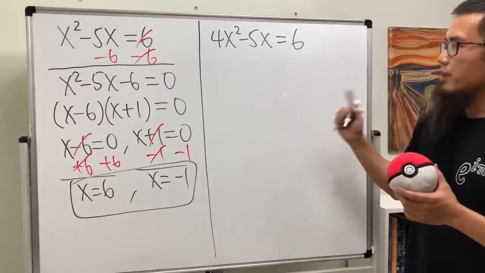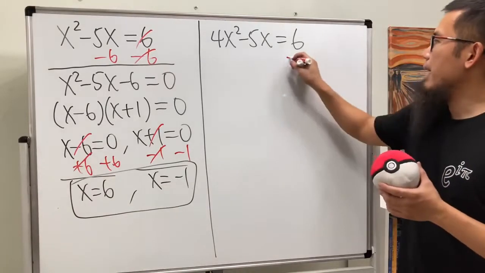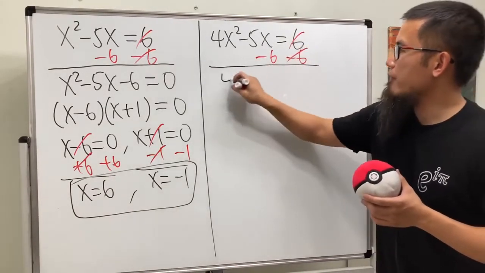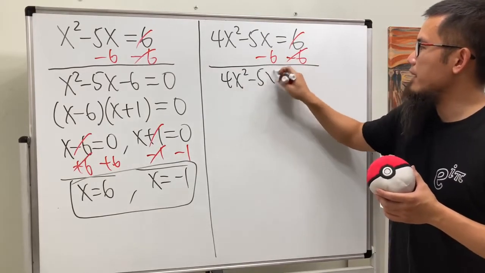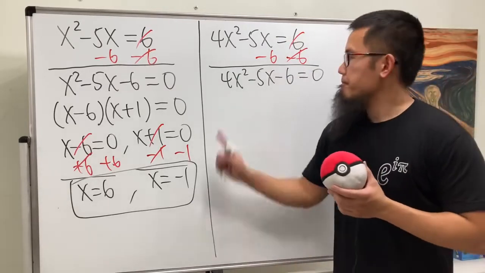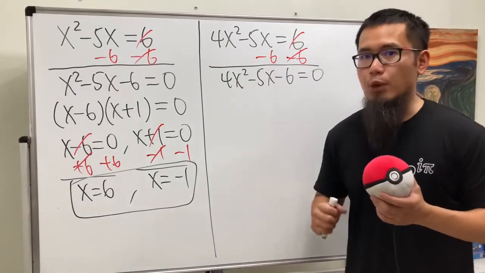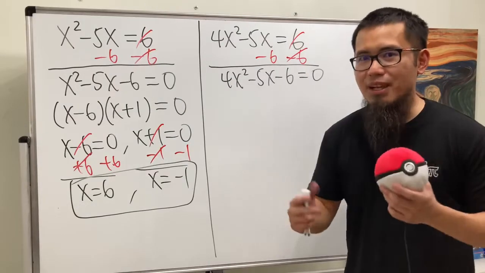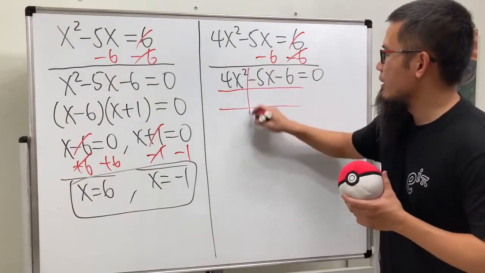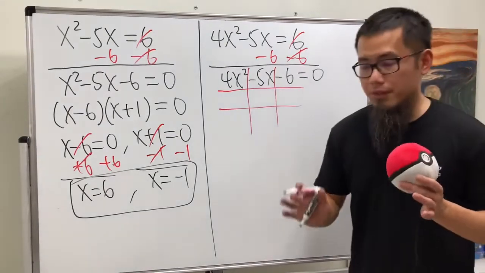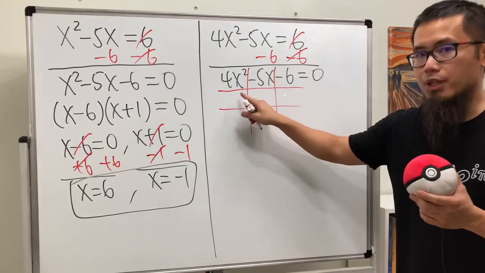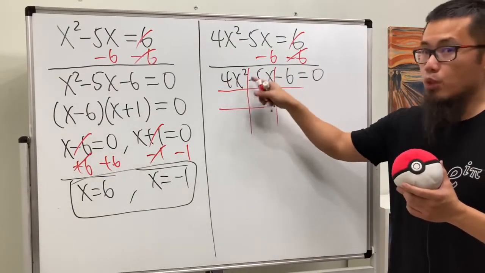Perfect. For the second one, do the same thing. Minus 6 to begin with. So here we have the 4x squared minus 5x minus 6. That's equal to 0. We have this 4 right here, so let's use our secret weapon, namely the tic-tac-toe way to factor it. So let's just go ahead and draw the tic-tac-toe. And remember, I do have a lot of videos on factoring, so you guys can go ahead and check that out. But here, we have to think about what times what will give us 4x squared.